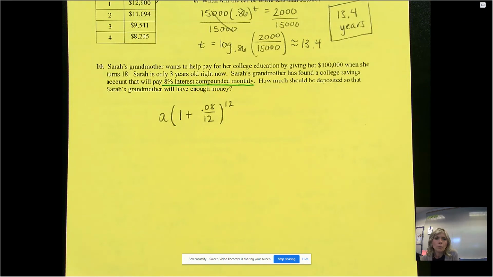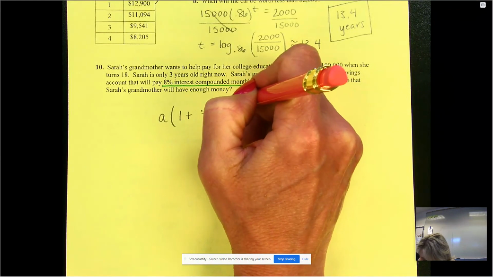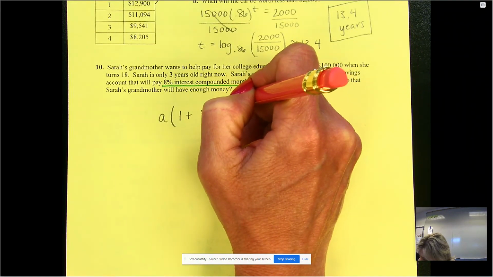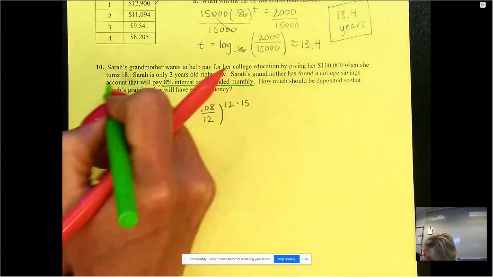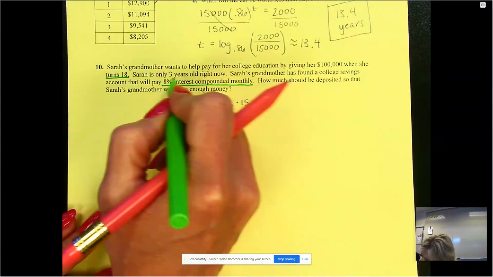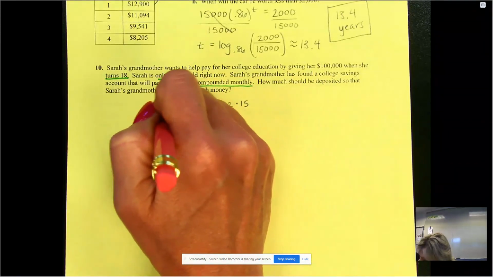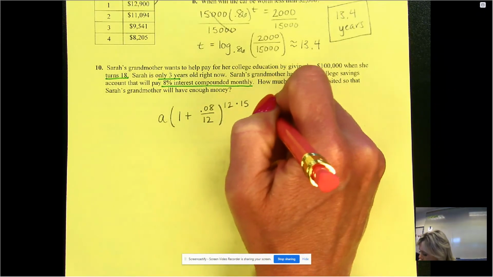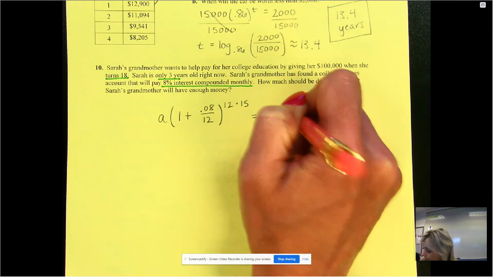Now, in this particular problem, we can assume that this is gaining interest in the account for 15 years. And the way I know 15 years, it's for when she turns 18 and she's currently 3. 18 minus 3 is 15. We want to know what the deposit should be so that the total is 100,000.